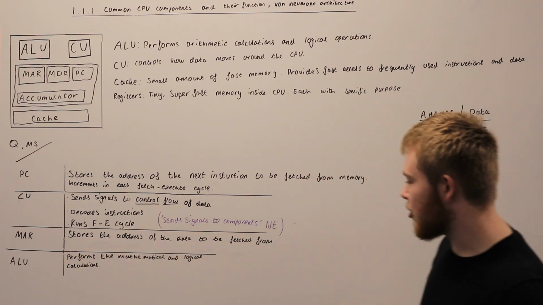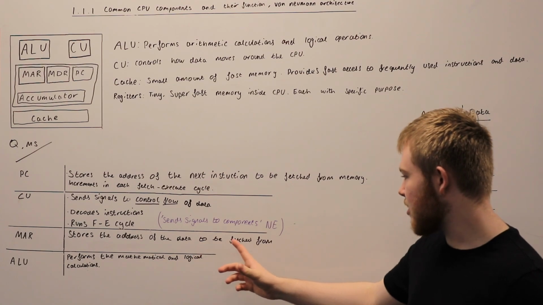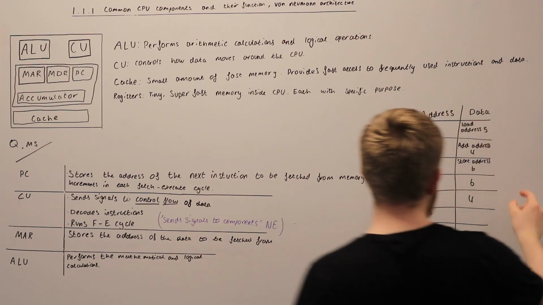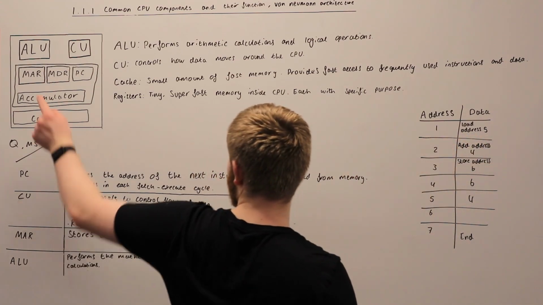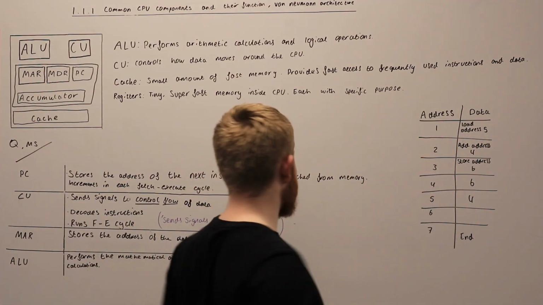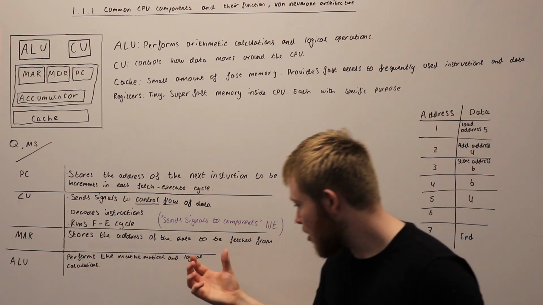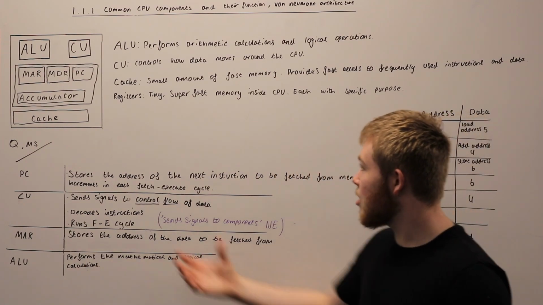The MAR, memory address register, stores the address of the data to be fetched from. So okay, we need to look in address 2. Well, the MAR is going to be storing 2. The ALU, the arithmetic logic unit, performs the mathematical and logical calculations, like I said there.